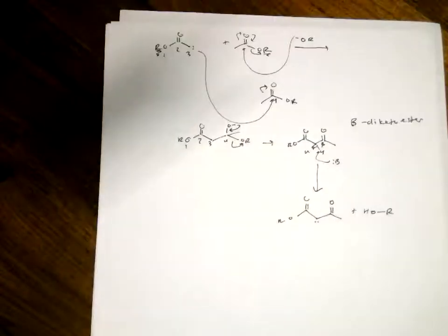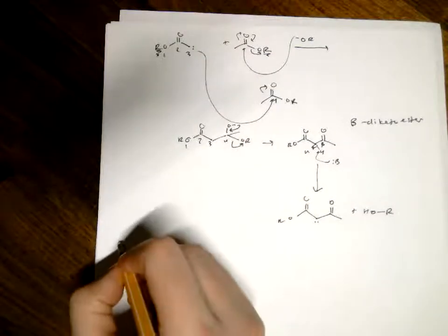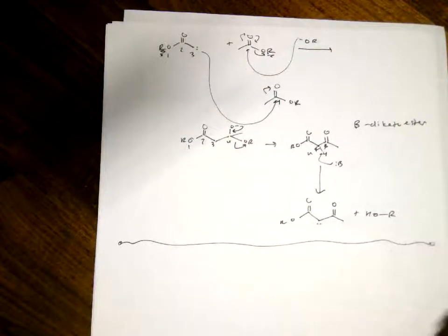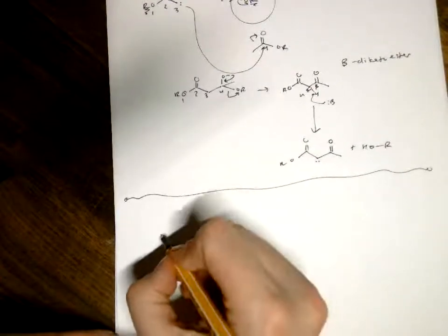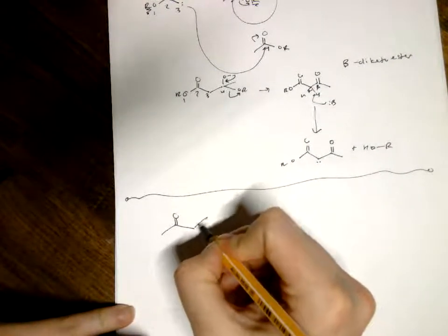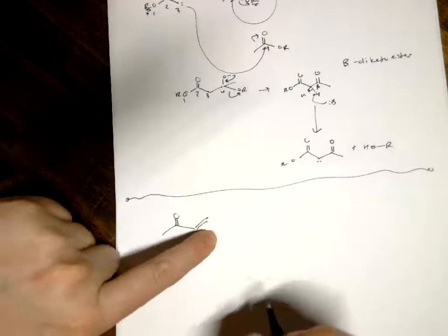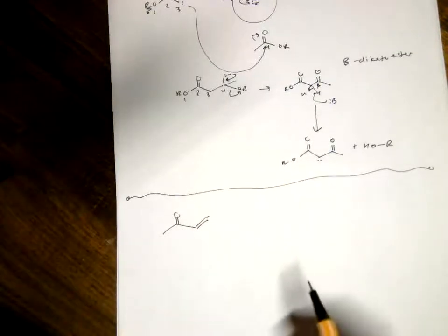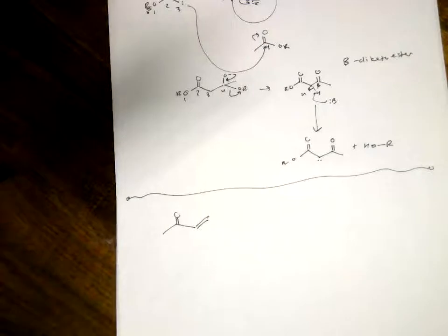And now we're going to talk about 1,2 and 1,4 addition. And I hate the name 1,4 addition, and I'm going to tell you why. So if you have an alpha beta unsaturated ketone, then you can do either a 1,2 or a 1,4 addition.